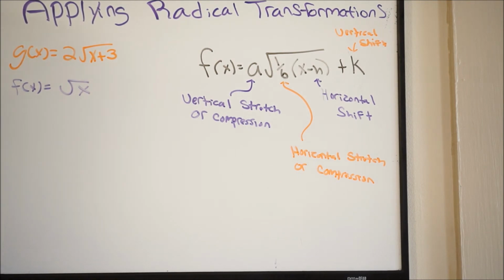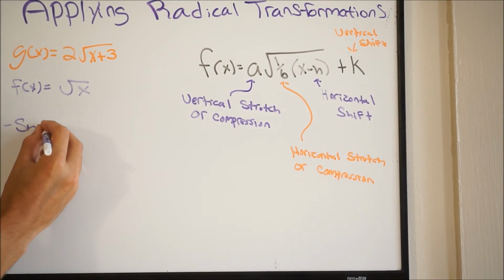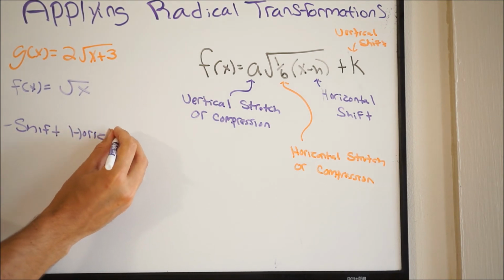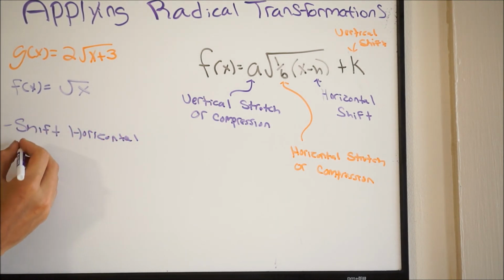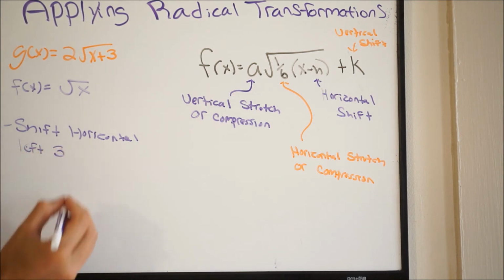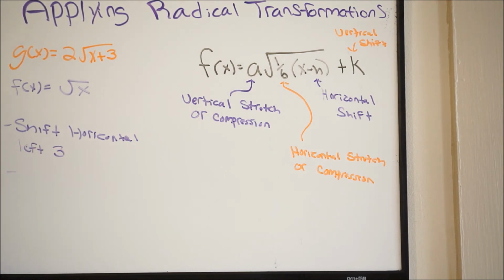Let's go through the horizontal shift first. So I have plus 3 here, so is that going to the right or is that going to the left? Remember, it's always opposite of what you think here, right? It's plus 3, so we're actually going to the left, right? So we're going to say here, shift horizontal left 3, okay?